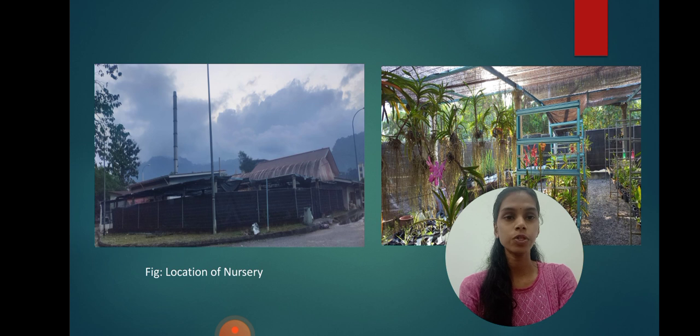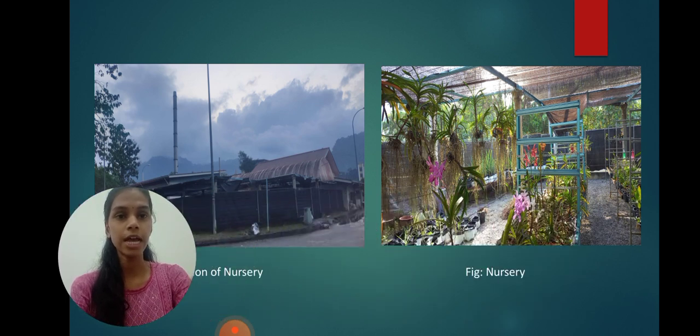And this is the nursery, which is located beside the plant tissue culture lab, in which a variety of orchids are grown, such as dendrobium, oncidium, cymbidium, spathoglottis, vanda, etc.